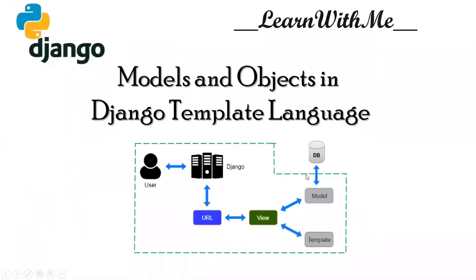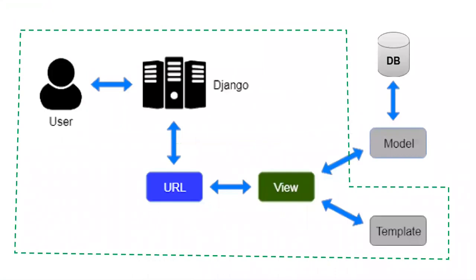Hello YouTube friends. In this video, we are going to see models and objects in Django template language. So far we have covered Django URLs, views, and the templates, how they interact with each other and display static or dynamic content. But what is model in the MVT architecture? We saw model, view, template, but we haven't discussed model, right? And we are going to discuss that model today.